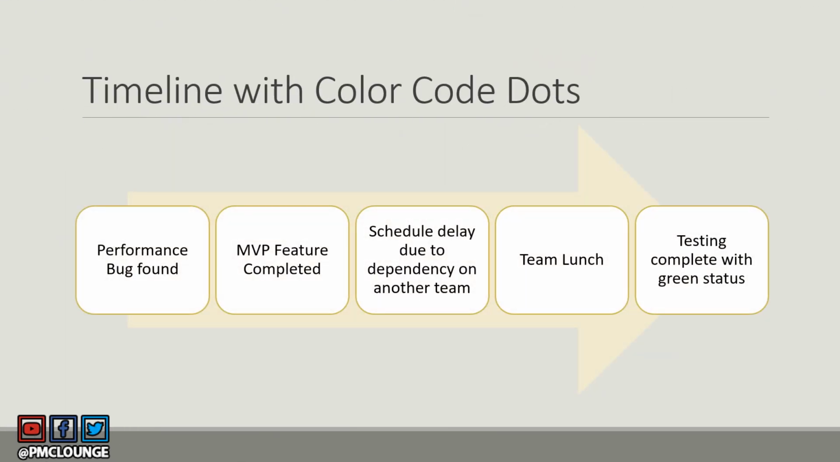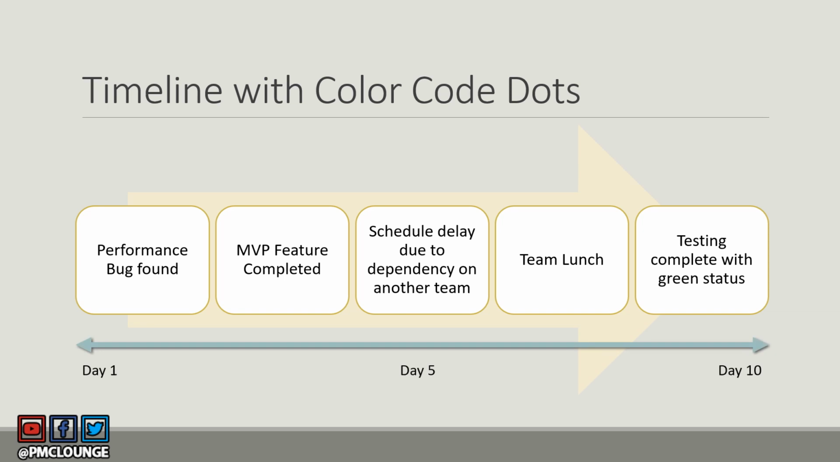So this is the timeline with color code dots. This is the same timeline that we talked about in one of our previous slides. And these are the dots that your team members have put in. Nobody was happy with this event or activity, and this was schedule delay due to dependency on another team. Everyone was happy with the team lunch. Everyone was happy when the testing was complete with green status. Everyone was happy when the MVP feature was completed. Some team members were happy, the others were not, when a performance bug was found.